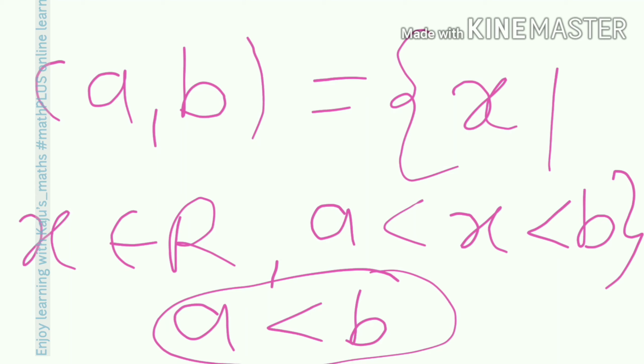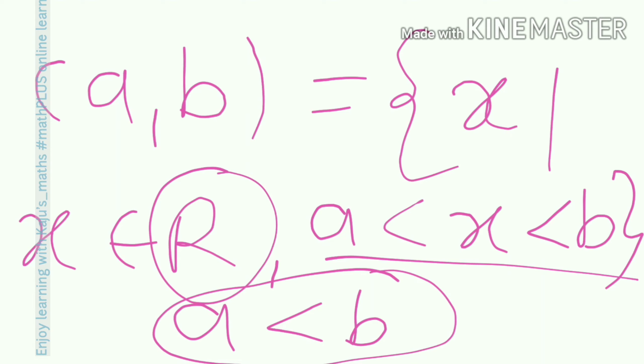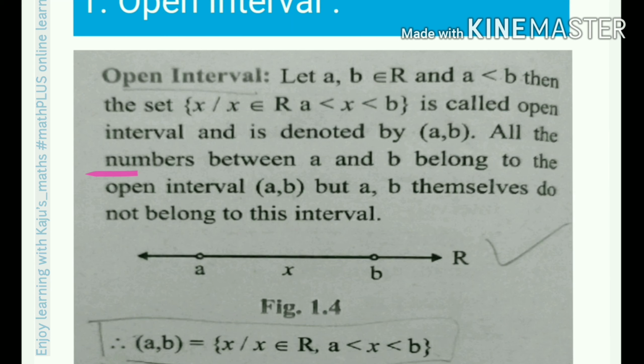a, b and x all belong to the set of real numbers and x is between a and b. Then we say that this is the open interval (a, b). All the numbers between a and b belong to the open interval (a, b), but a and b themselves do not belong to this interval. This is a very important point. You need to remember, guys, that all the numbers between a and b, you can see on this number line. So all the elements between a and b belong to this interval, but the numbers a and b do not belong to this interval. You can see here on the number line.